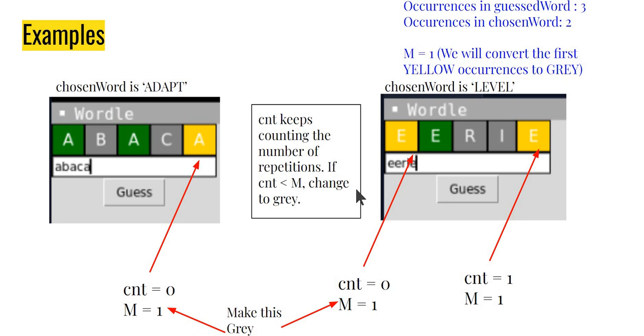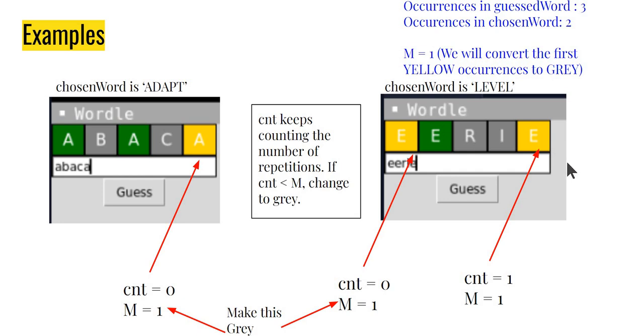Let's look at another example with similar numbers. Level is the chosen word, and Erie is the guessed word. Erie has got 3 E's, level has got 2 E's, hence again M is equal to 1. The first E that I encounter happens to be a yellow, so check: count is 0 in this case because that's where I start. M is 1 and hence I am going to make this into gray. Next one is fine because it's in the green position. When it comes to this particular E, it is a yellow, which means count is 1. Remember, count has been incremented when I encountered this. Count has become 1, but notice M is also equal to 1. So which means I will leave this untouched.